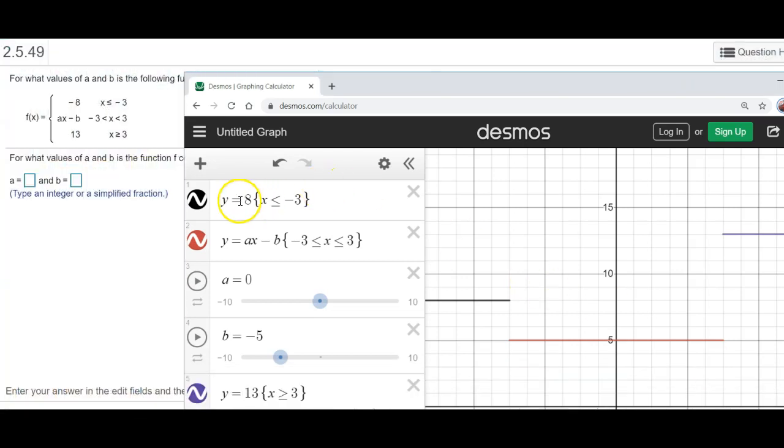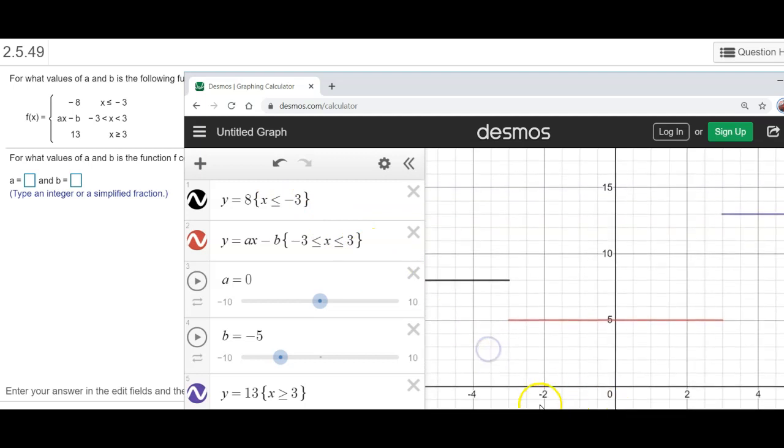So y equals 8 when we are below -3. Let me pull this up so you can see there's the x-axis. So below -3, we're on the line y equals 8. Alright, y equals 13. That's this guy right here when x is above 3. So that's this thing right here, then the purple. And then in between it we get the line y equals ax minus b.